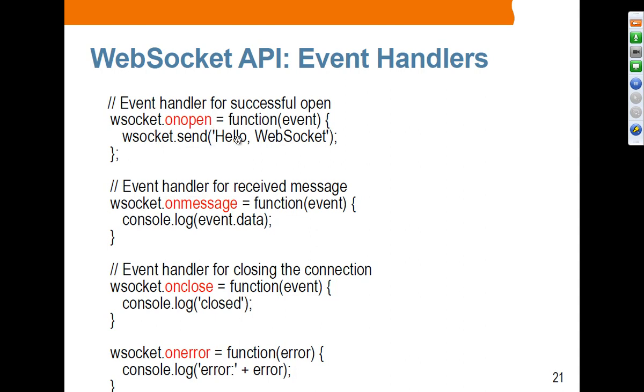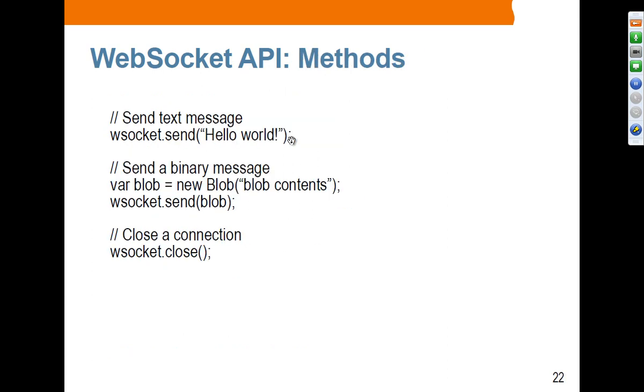We can send a message when the connection is established. This is the event handler indicating the connection has been successfully established, and then we just send a message. To send a message, you call the send method. You can also send a binary message: you create a new blob and send that blob object. To close a connection, you call the close method. So you can see the APIs are extremely simple to use.